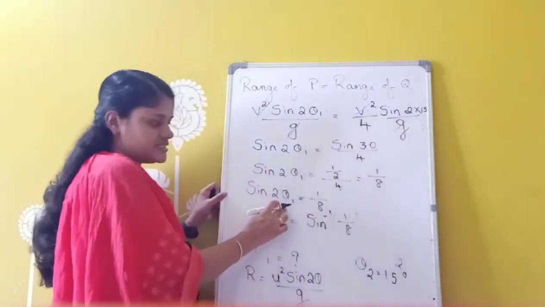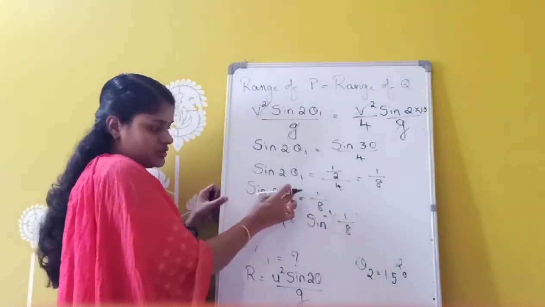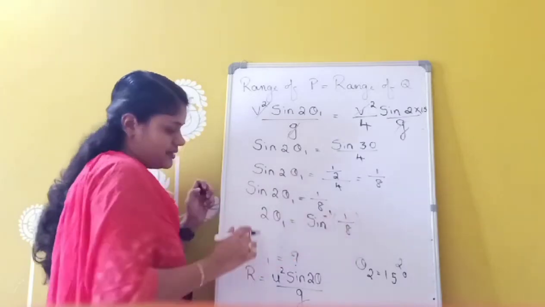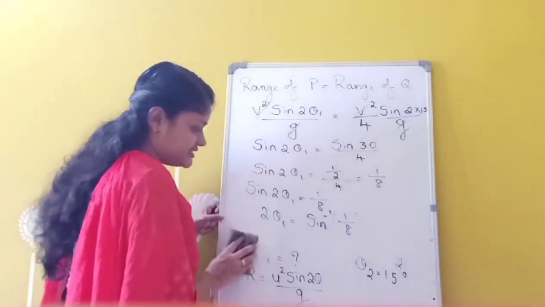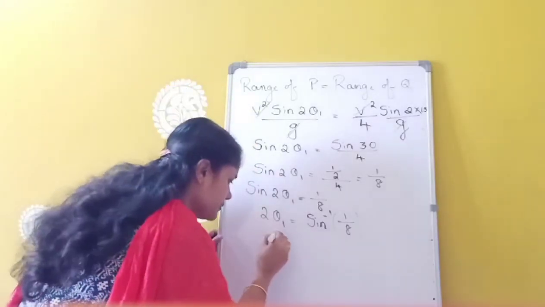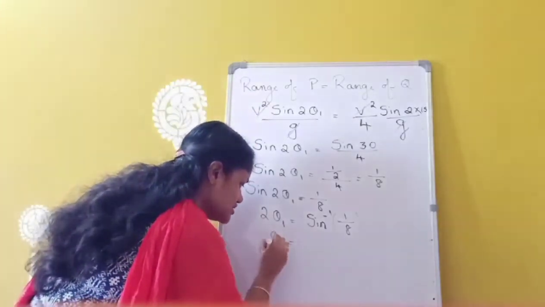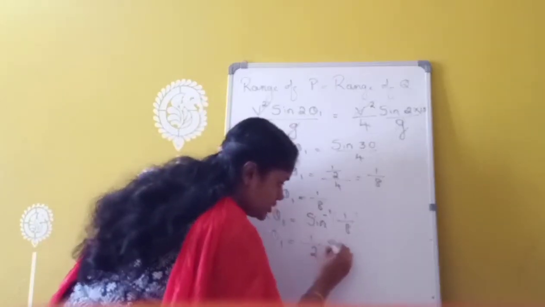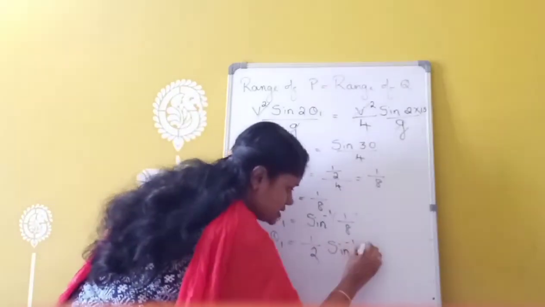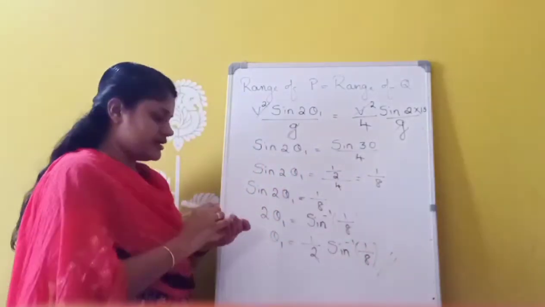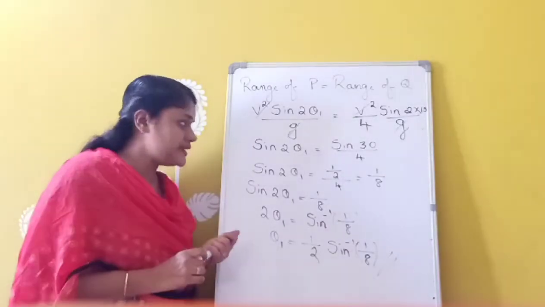If sine 2 theta 1 equals 1 by 8, then 2 theta 1 equals sine inverse 1 by 8. And from here we have to find theta 1, so we divide by 2. So theta 1 equals 1 by 2 sine inverse 1 by 8. So this is the angle at which projectile P is thrown.